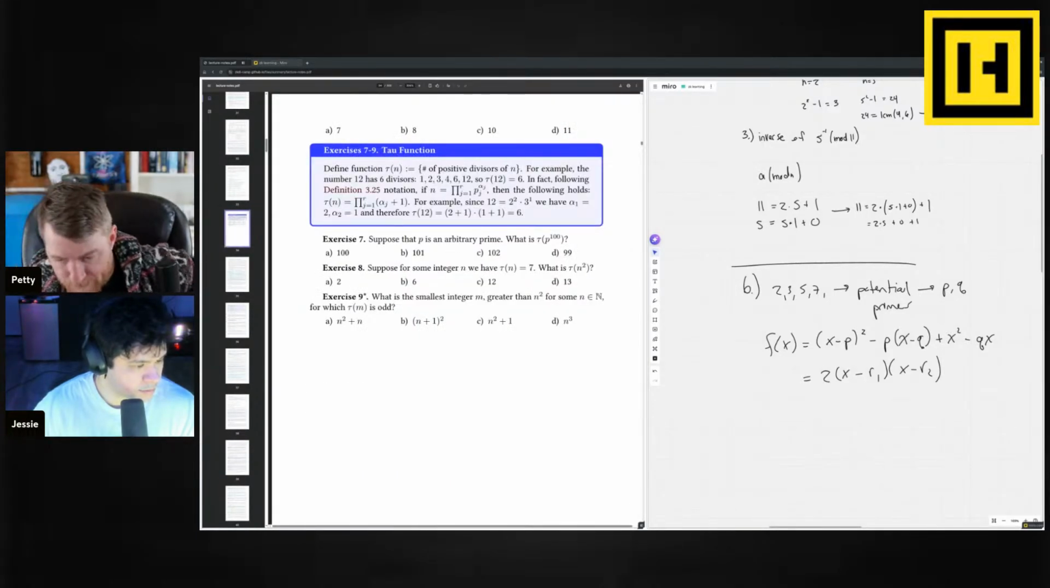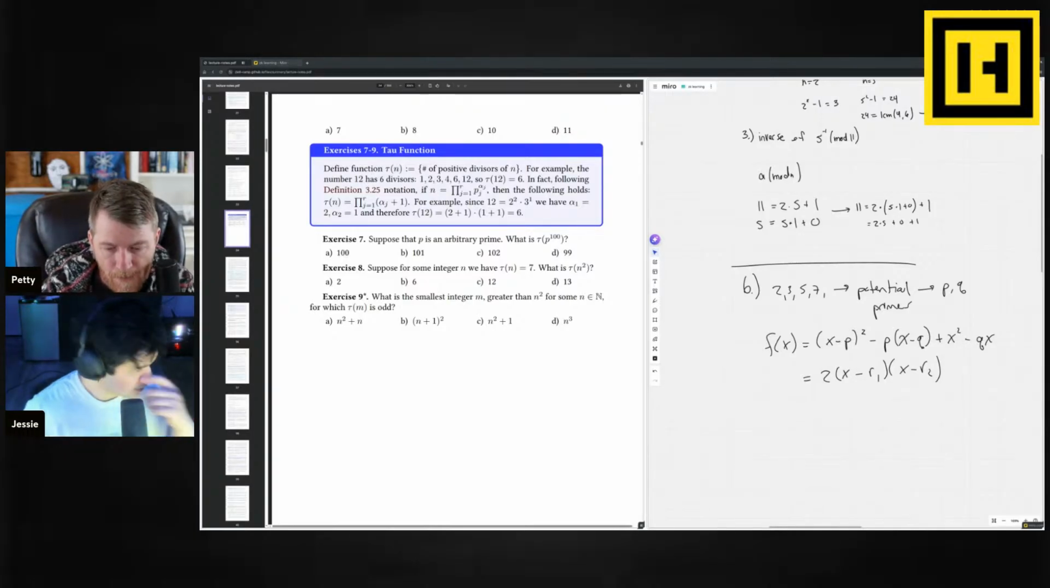All right. 7. Suppose that P is an arbitrary prime. What is tau of P to 100? What is tau? Oh, there it is. Define function tau of n: the number of positive divisors of n. Okay. For example, the number 12 has 6 divisors: 1, 2, 3, 4, 6, 12. So tau of 12 is equal to 6. Including itself. Makes sense. The number of divisors. Got it.